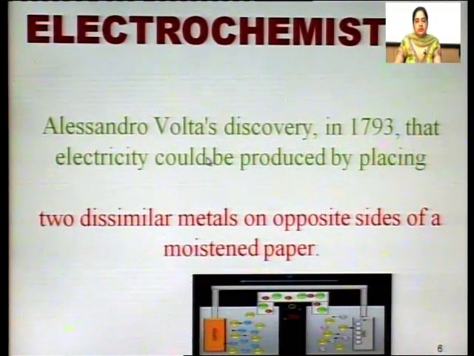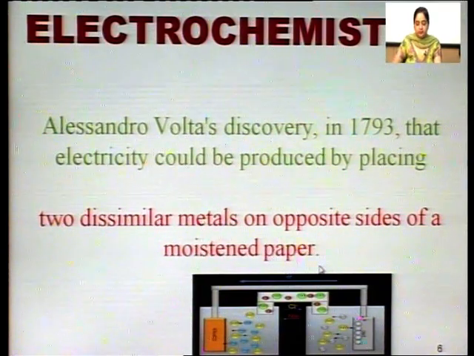Alessandro Volta's discovery in 1793 that electricity could be produced by placing two dissimilar metals on the opposite side of a moistened paper.